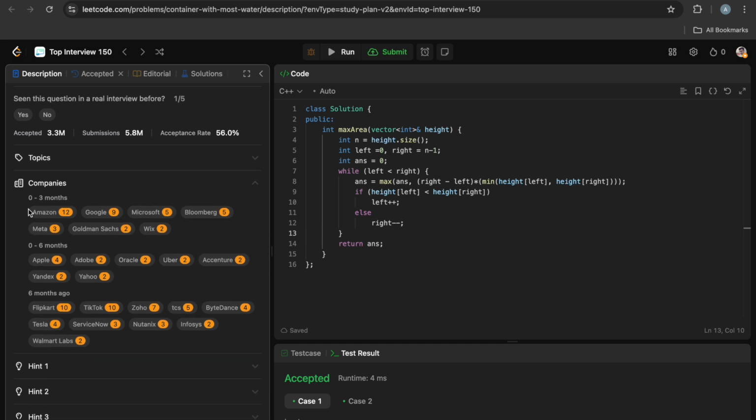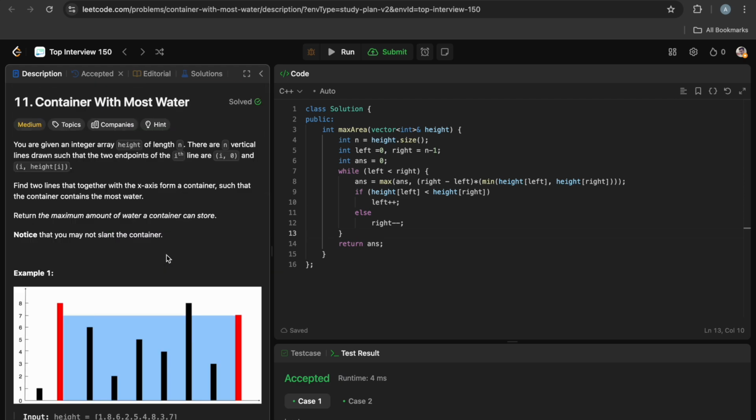Let me check in which companies this question has been asked. So you can see Amazon has asked this question 12 times in the last 3 months, and lots of other companies like Google and Microsoft have asked this question. So this is quite an important question. That is the motto for this series: we are covering all the important questions related to data structures and algorithms, and that is why we are covering the Top Interview 150 series of questions, so that you can be ready for your next data structure and algorithm interview round.